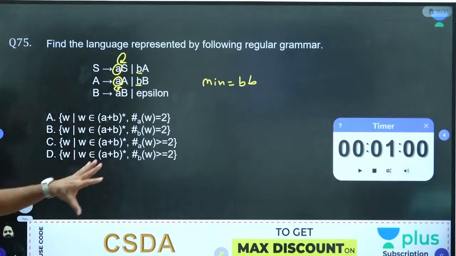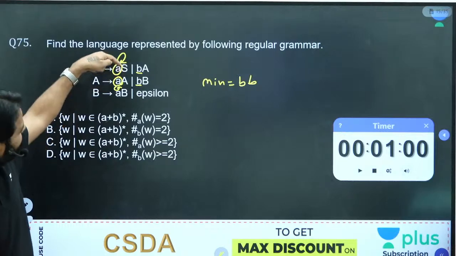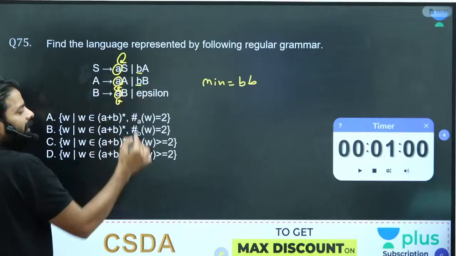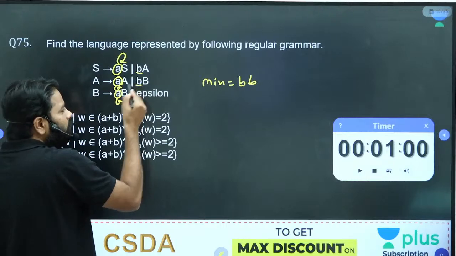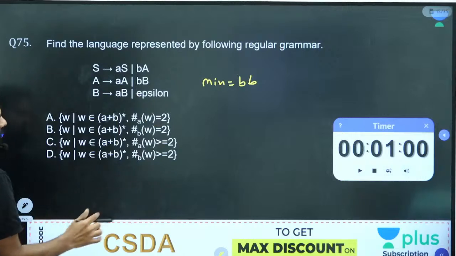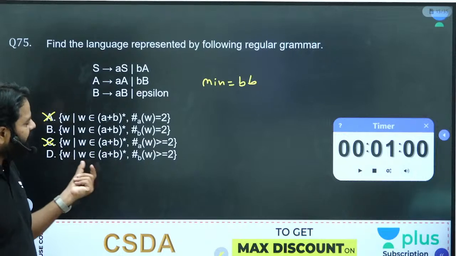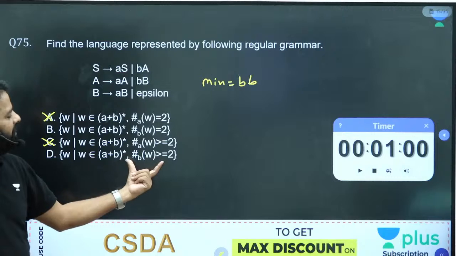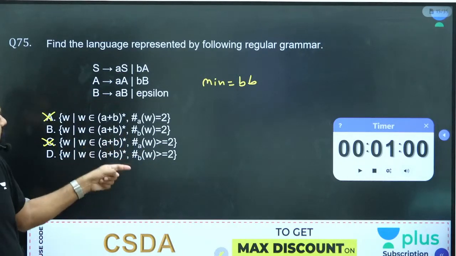You can get a very quick idea by looking at this. You are not tracking the A's because for A's, anything is fine. That's why the A star is here everywhere. B's only you are tracking. S, if you take a B it goes to capital A. If you take a B from capital A it goes to capital B. You are tracking the B's here. So now in these options, option A you can delete and option C you can delete. Now B says number of B's equal to 2 and D says number of B's greater than or equal to 2. Which is the right answer out of these two?